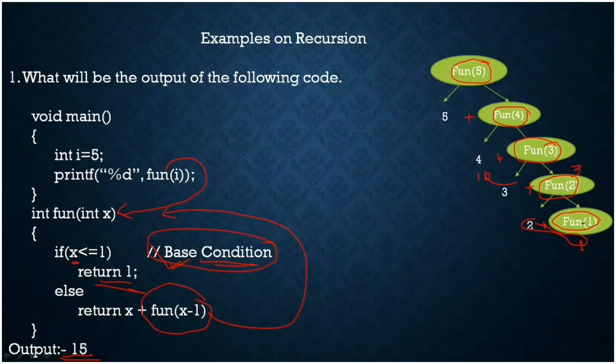So after this, we will return 1 here. 1 will be added with 2, so 3. 3 plus 3 is 6. 6 plus 4 is 10. Now 10 plus 5 equals 15. So 15 is added here. So the output is 15. Okay, next question.